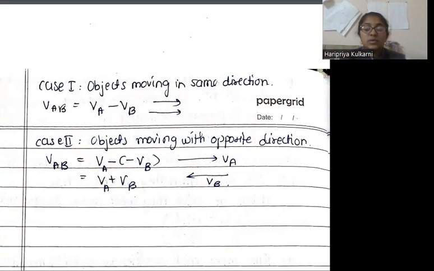of minus VB. Why? Because VA is in positive direction, VB is in negative direction. I'll subtract both again, but then direction matters. So one more subtraction sign is added. So in this case, when these two velocities are in opposite directions, it is VA plus VB.